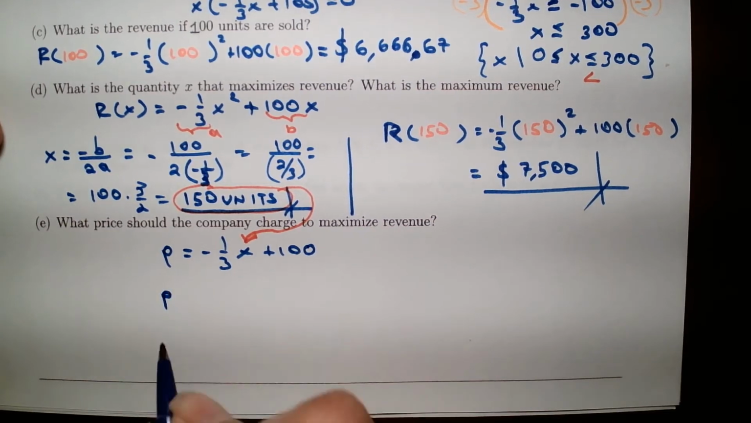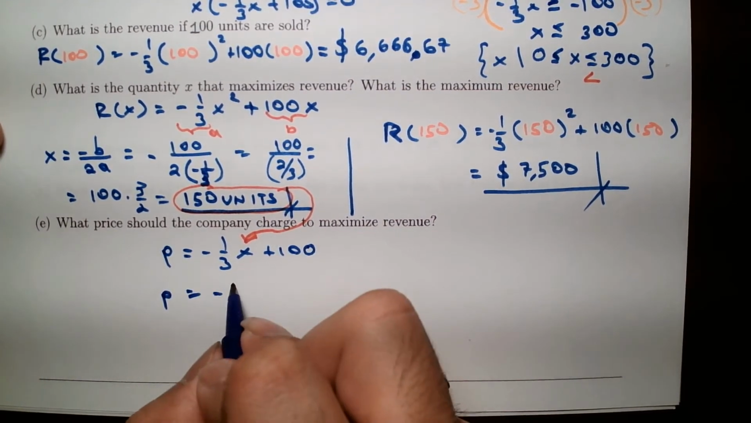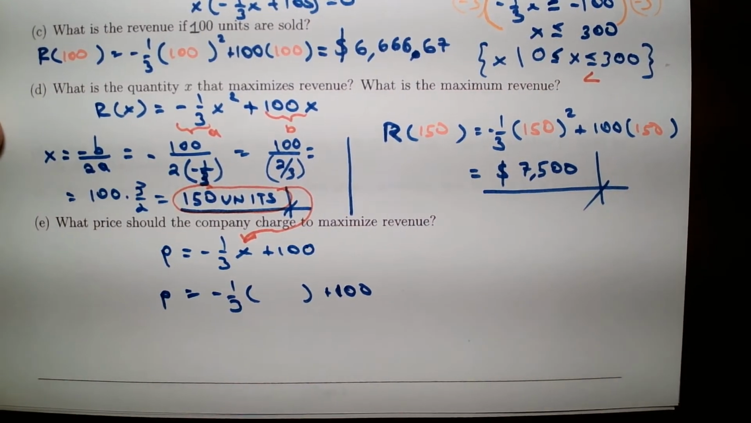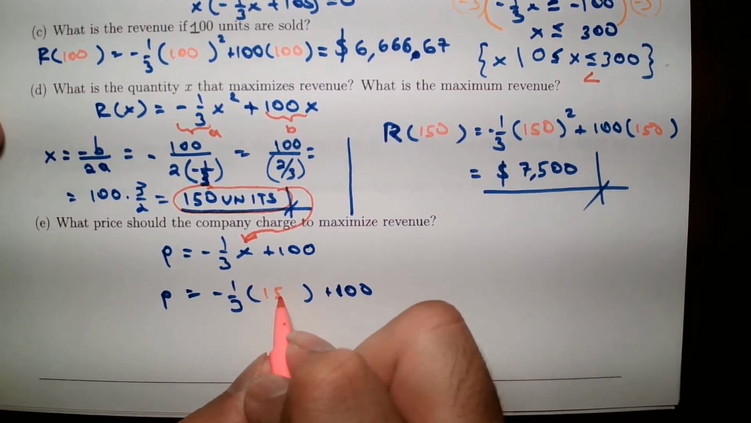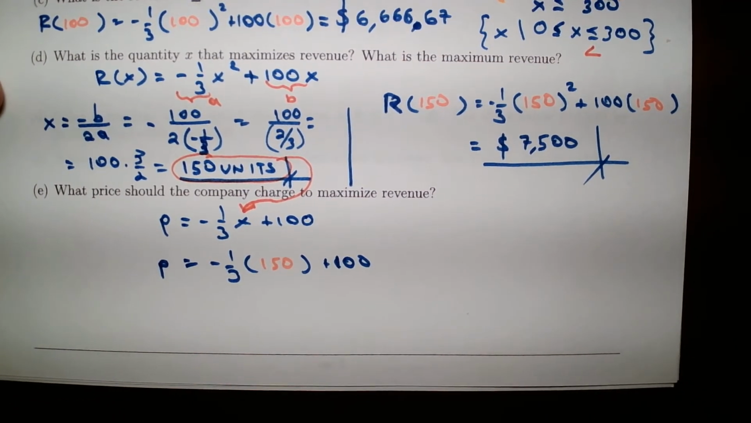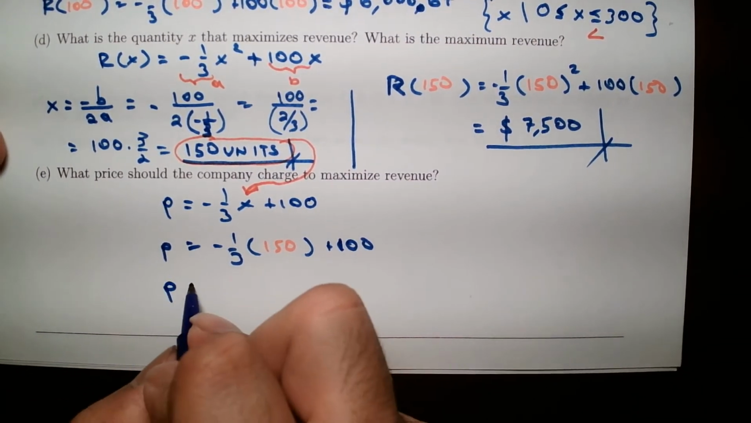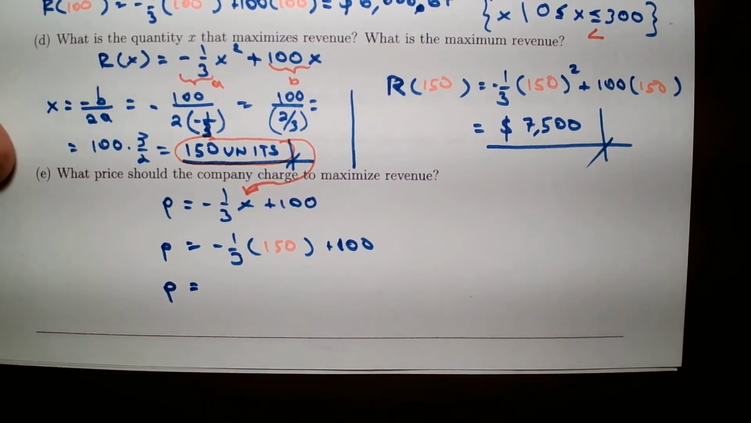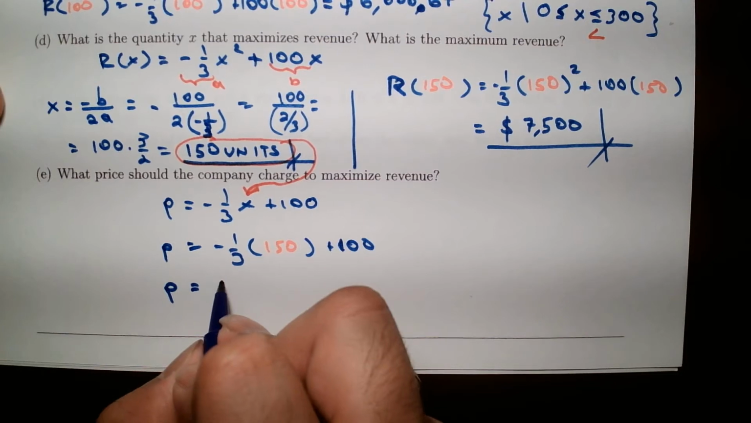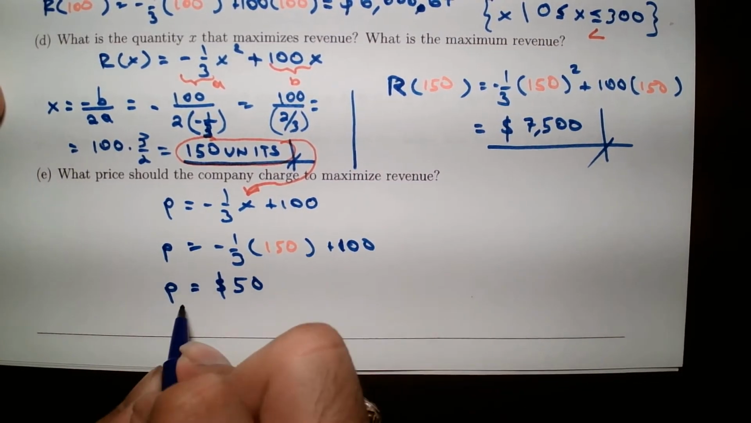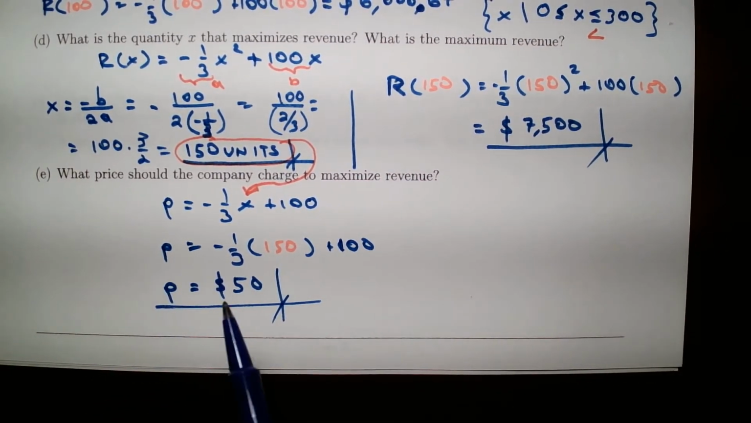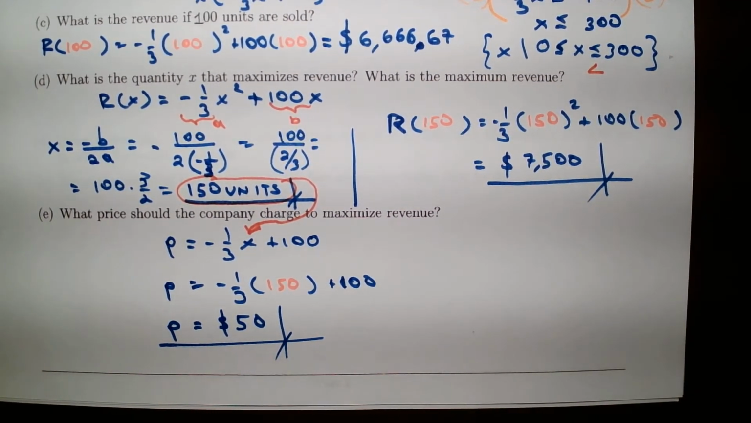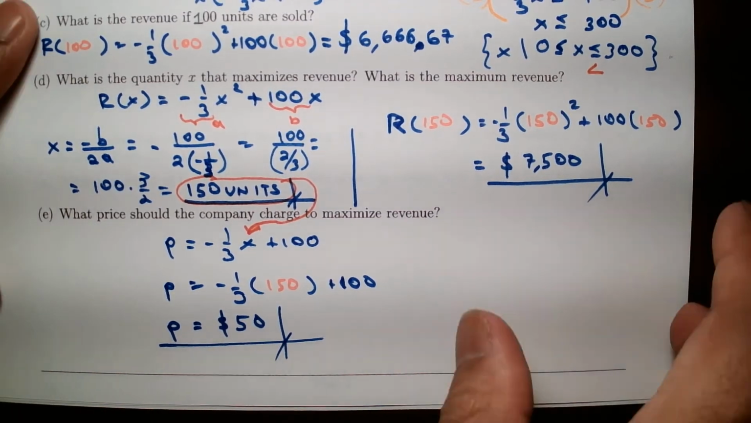So P equals negative 1/3 times 150 plus 100. Let's simplify this, and that's going to give us the price. If you want to pause the video to do this in the calculator and then verify with me that this is 50. So $50 is the price that will make this revenue a maximum. All right, let's look at another example.